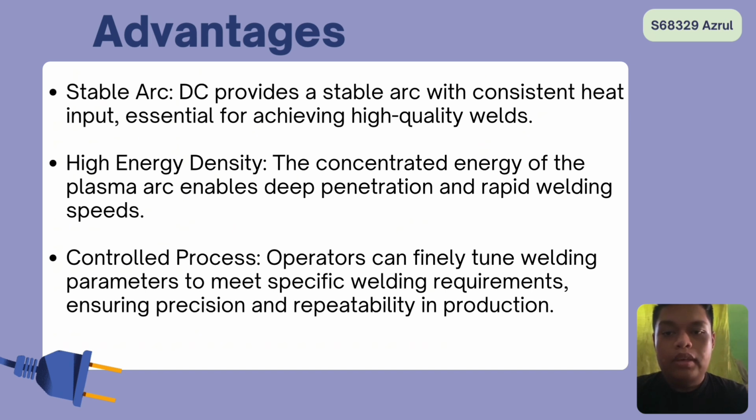Firstly, stable arc. DC provides a stable arc with constant heat input, essential for achieving high-quality welds. And second is high energy density. The concentrated energy of the plasma arc enables deep penetration and rapid welding speeds.